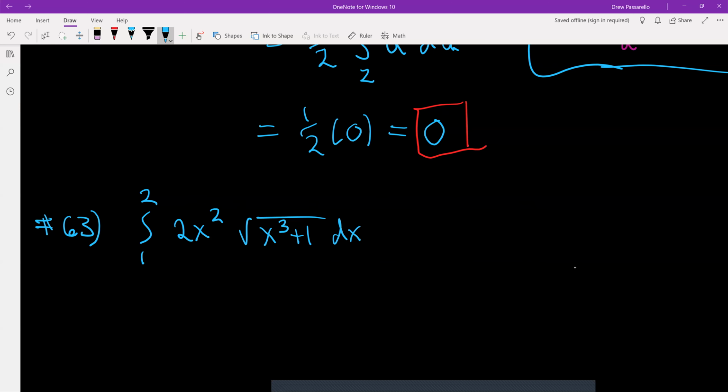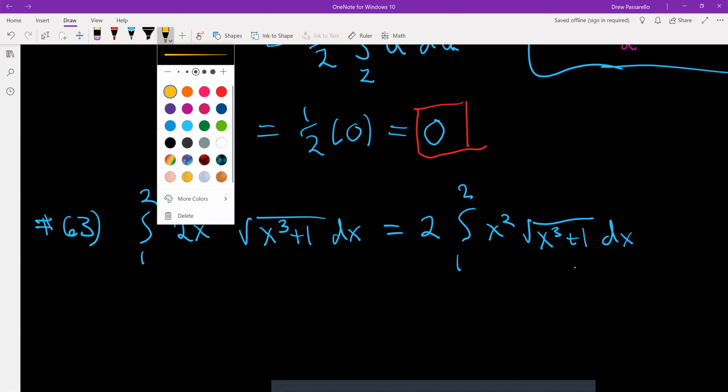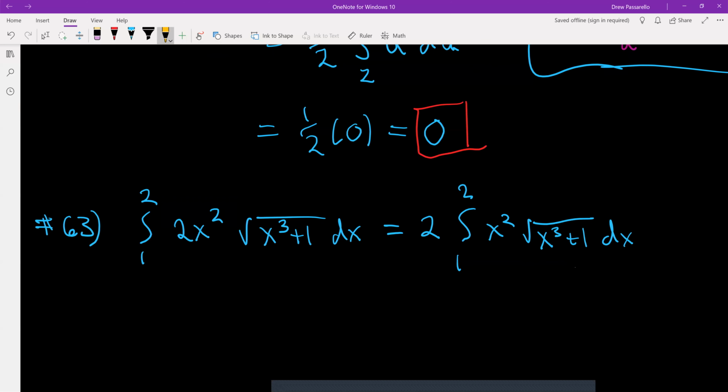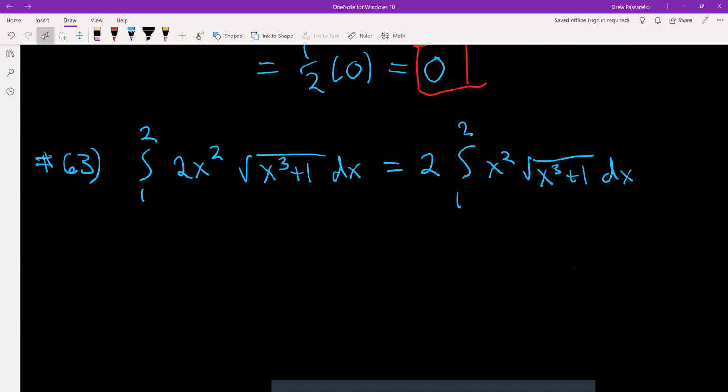All right, so I have this as my integral. I'm going to go ahead and factor the 2 out in front of the integral. It'll be 2 times the integral from 1 to 2 of x squared times the square root of x cubed plus 1, and then dx. So u is going to be the more complicated stuff, which is inside of the square root sign, the x cubed plus 1.